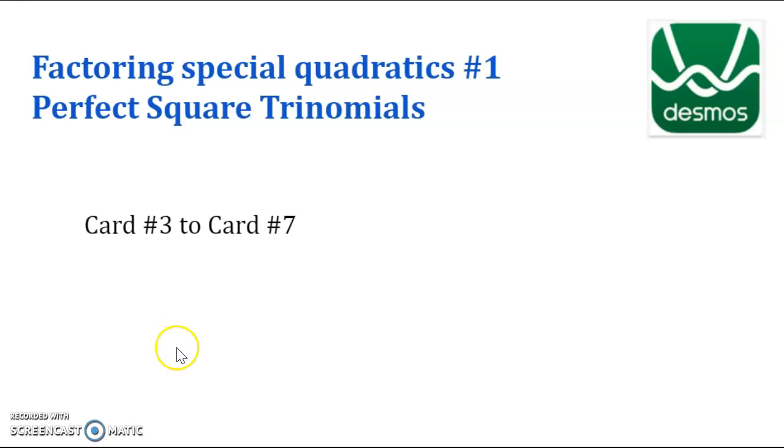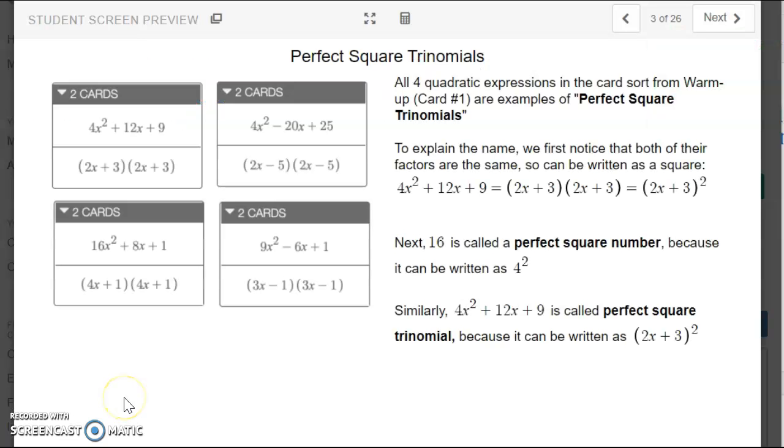All right, so factoring special quadratics number 1, perfect square trinomial. To explore this, you're going to work on card number 3 to 7 of the decimals. Please pause the video and try them yourself now. Okay, so this is card number 3 of the decimals. I want you to read this carefully and see if you can process it.